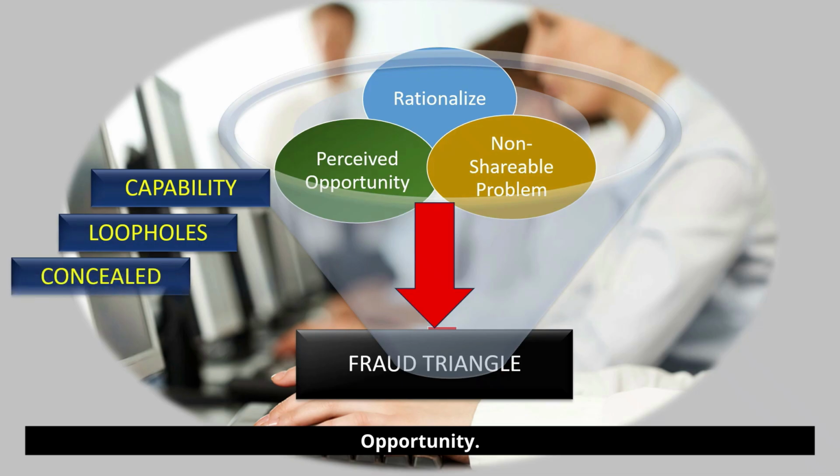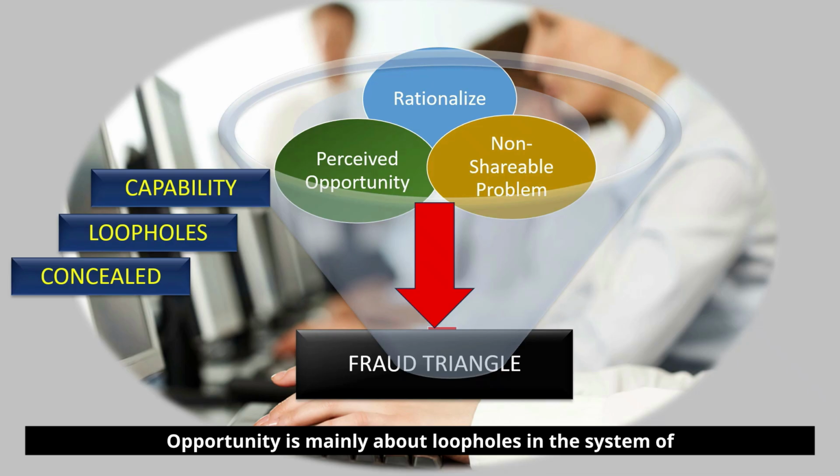Opportunity. Fraudsters are able to commit crime because they have an opportunity to do so. We've added 3 more sub-factors. The fraudster also needs to have the skill and capability to get around the system and commit the scam, which is why long-term trusted employees are often in a position to abuse this trust.